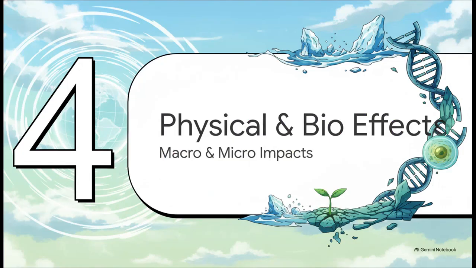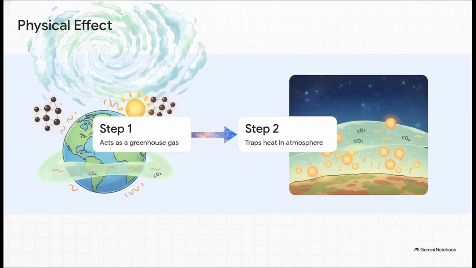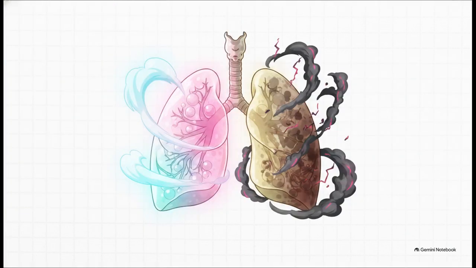Let's look at part 4, physical and biological consequences. The macrophysical effect follows this really powerful two-step mechanism. Step 1, excess carbon dioxide acts as a greenhouse gas. Step 2, it traps heat. It really is that straightforward. The more this gas accumulates beyond the Earth's natural sink capacity, the more thermal energy is permanently retained within our atmospheric blanket.